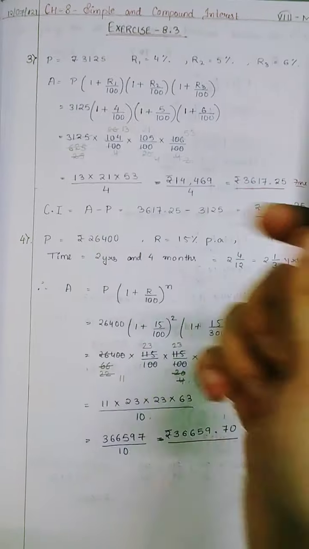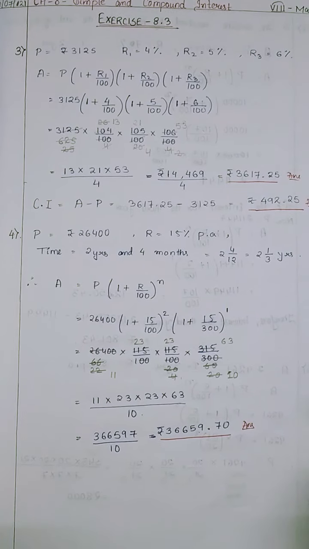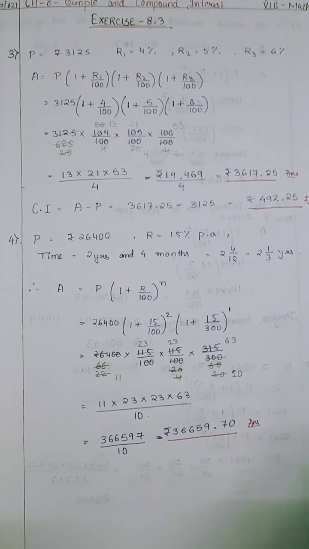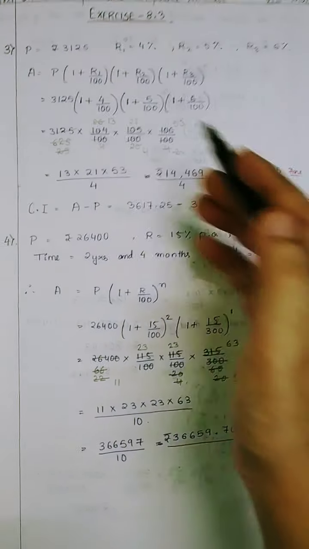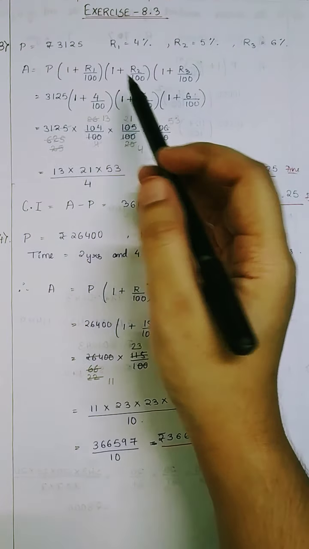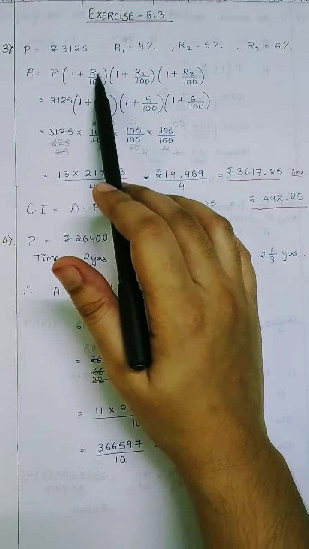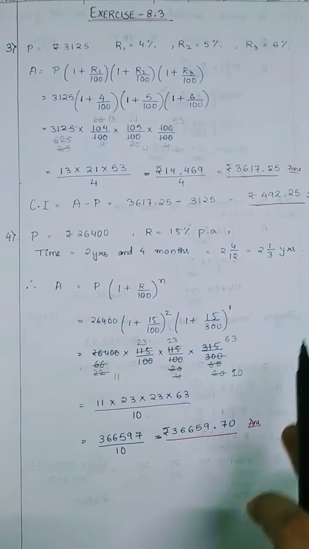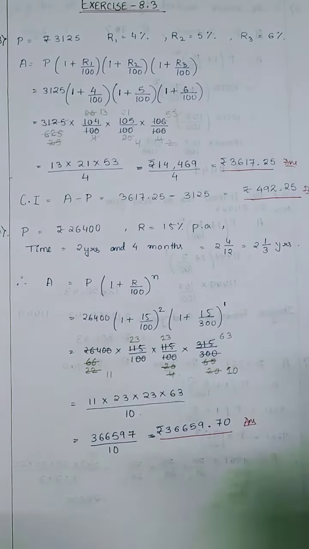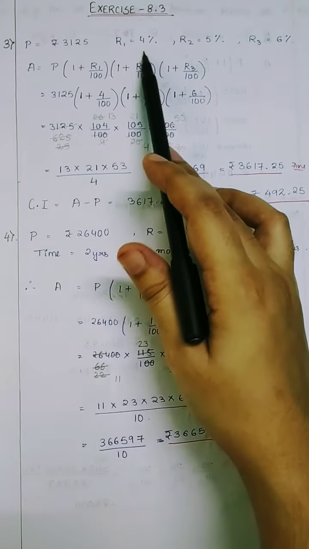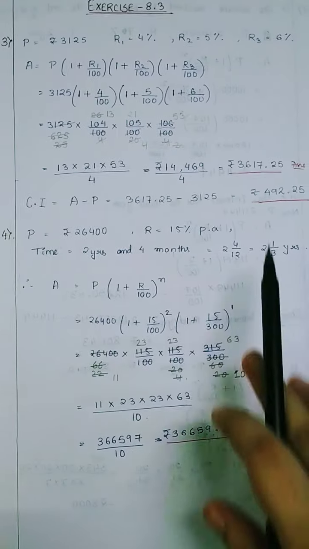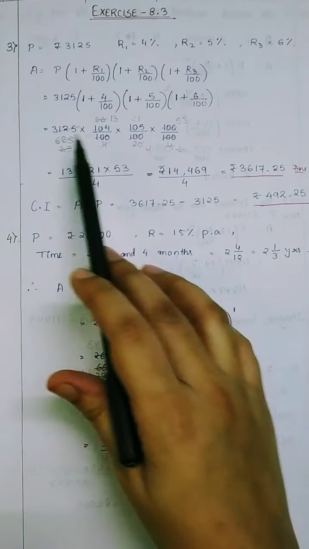How to do it? There is a formula for compound interest that we did in the last class. Amount is equal to P(1 + R/100). But here 3 rates are given, so it will be (1 + R1/100)(1 + R2/100)(1 + R3/100) for the 3 different years. Now we'll put the values: 4/100, 5/100, 6/100, then the principal is 3125. After that you just solve it out.